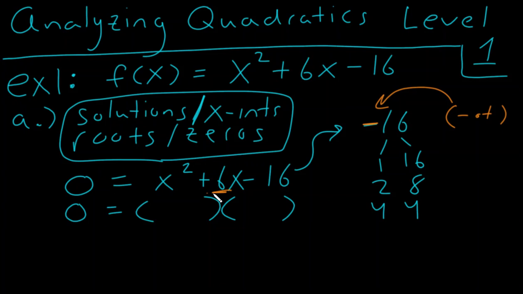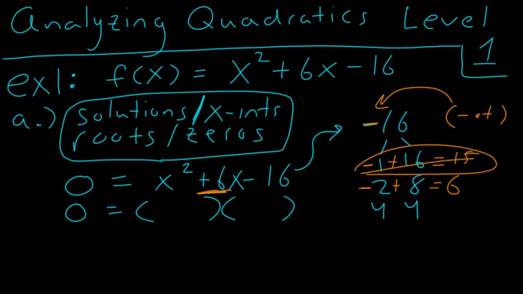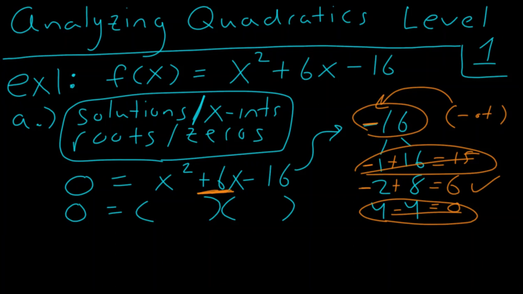And we can say, okay, if I want a positive 6, I would have to do 8 minus 2. Alright, or negative 2 plus 8 is equal to positive 6. Notice that if I had done positive 16 minus 1, or negative 1 plus 16, that would have been 15. That's wrong. And of course, if I had done 4 minus 4, that would be 0, and that too is wrong. 6 is what we're looking for. Two numbers that multiply to be negative 16, but combine to be our middle term, positive 6. So, I know that x squared breaks down into x times x, and my two values that I was looking for would be negative 2 and positive 8.